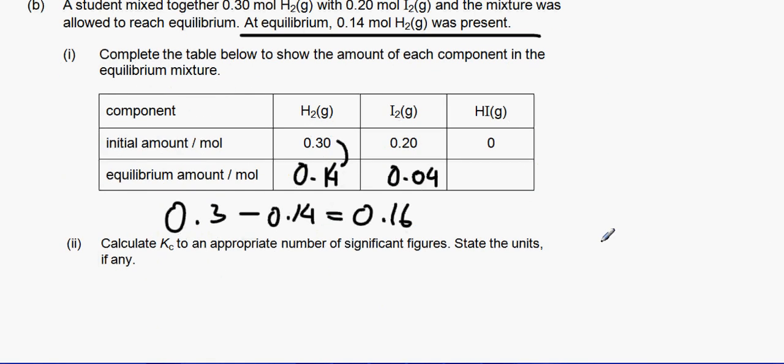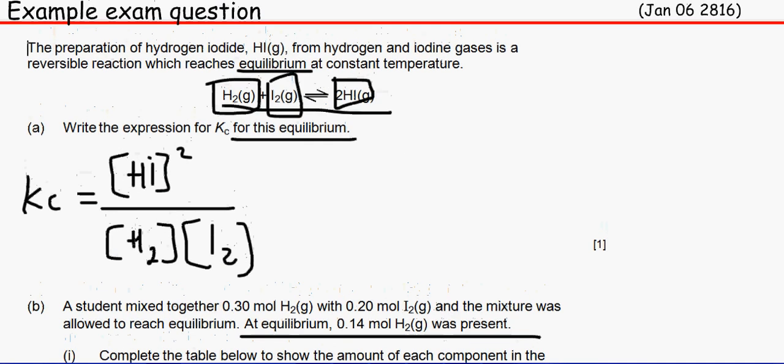So instead of 0.16 moles being made, 0.32 moles have been made, because you can see over here that for every 2 moles, actually that's a rubbish sentence, we can see that 2 moles of HI has been made for every mole of H2 and I2 being used.